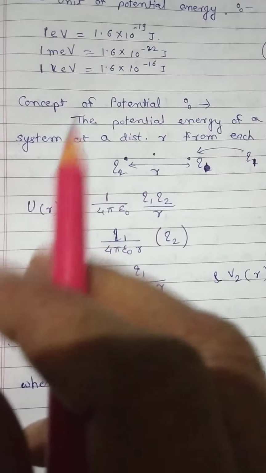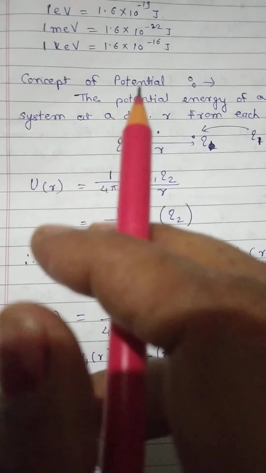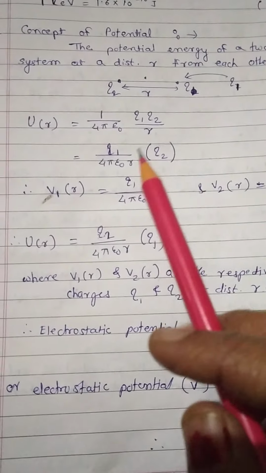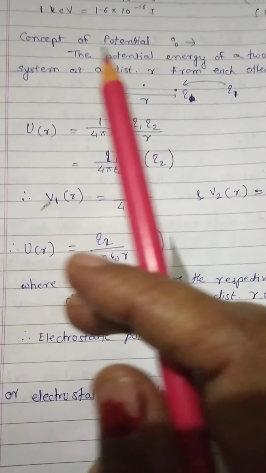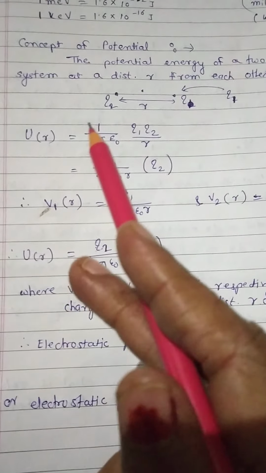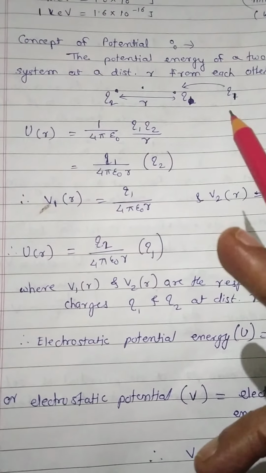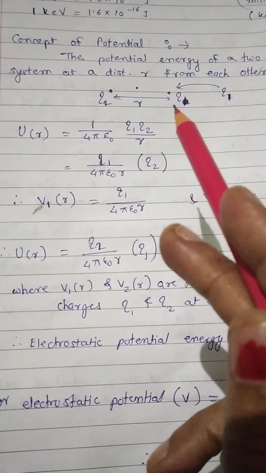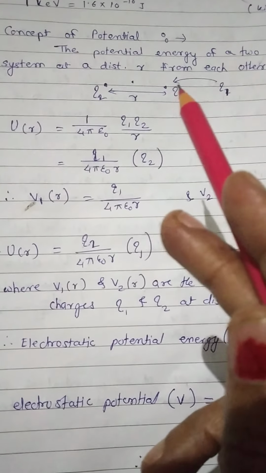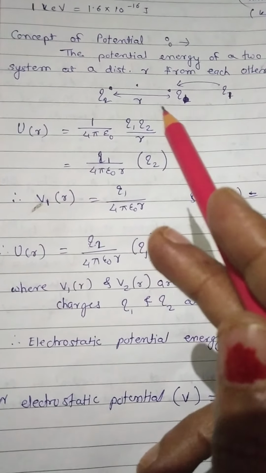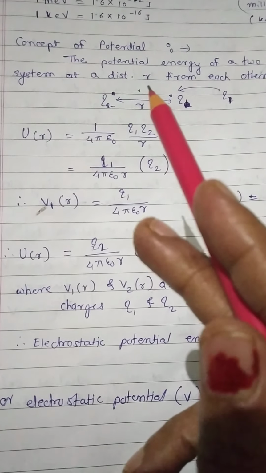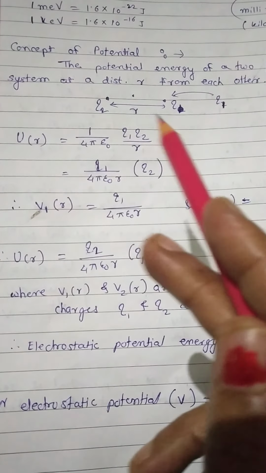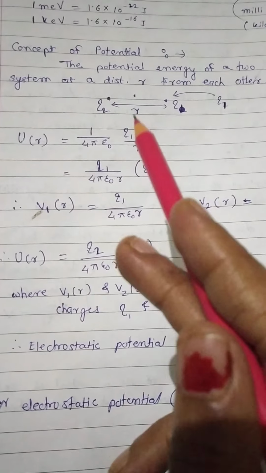Okay, now our next point is the concept of potential. In this concept we see what the potential difference is. Here Q1 and Q2 are the two charges. When the Q1 charge comes near the Q2 point, work is done, and then we get a potential energy. The distance from the Q1 to the Q2 charge is R.